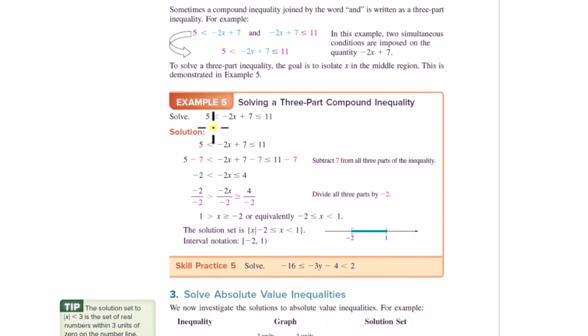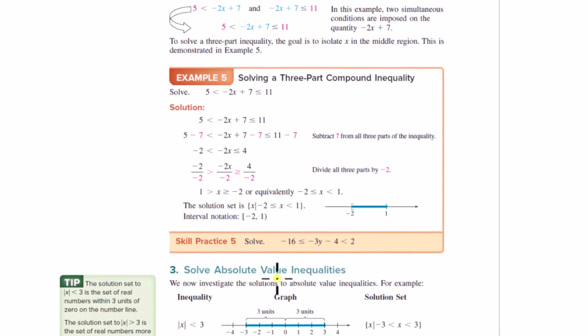And so what you do is, let's say you want to get rid of this 7. So you subtract 7. You subtract it from all three parts. You subtract 7 here, subtract 7 here, subtract 7 here. If you're going to divide or multiply, you do the same idea. Now you're going to divide by minus 2, so you flip each symbol.